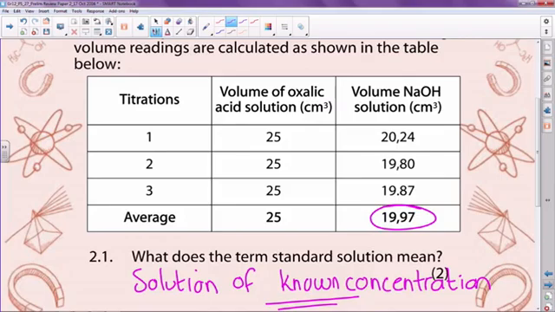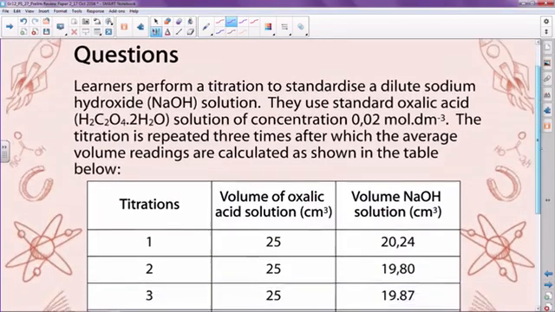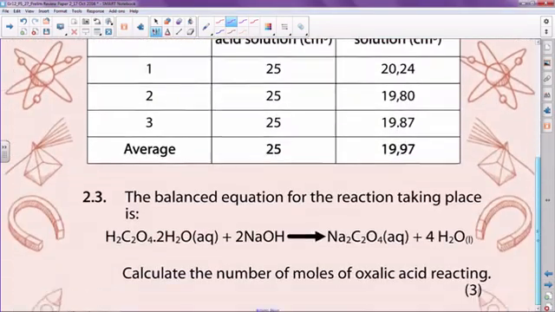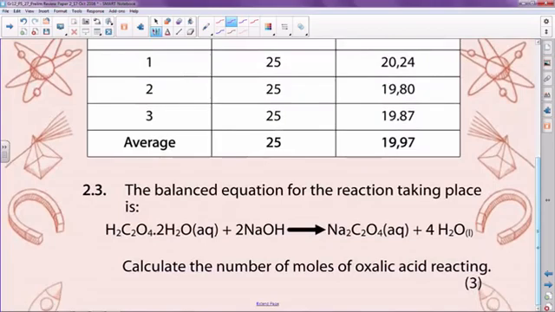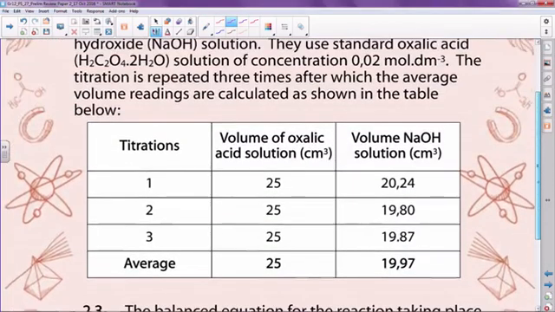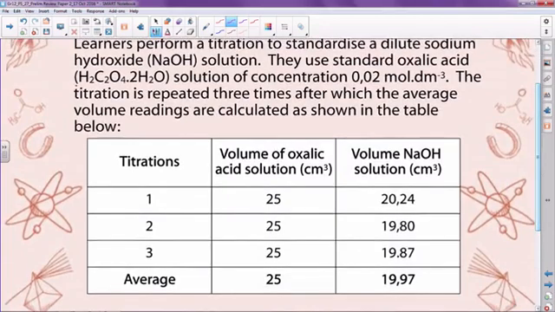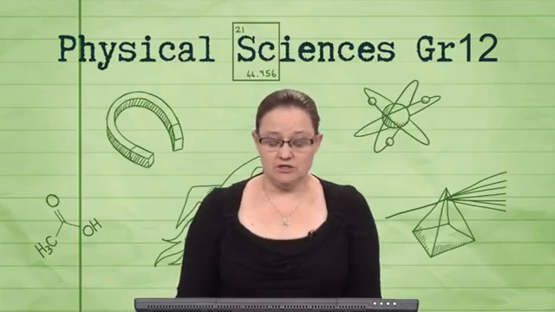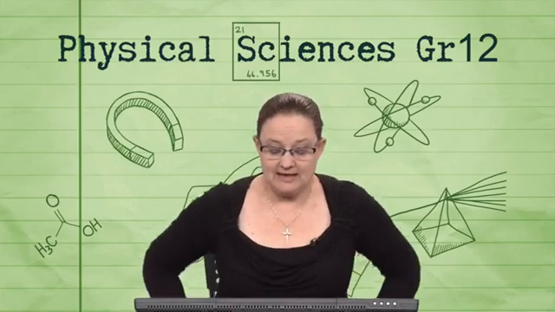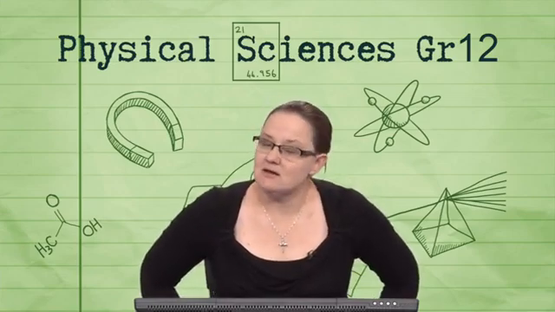So now we go to the next part. Says to us here, here's the balanced equation for the reaction taking place, and they want you to calculate the number of moles of oxalic acid. Now remember over here that there's the equation for it, there's the concentration, and I want the number of moles. So that's the volume I'm going to use, all right? I'm only going to give you 2 minutes to do this. So what you're going to do is you're going to calculate the number of moles of oxalic acid, and your time starts now.